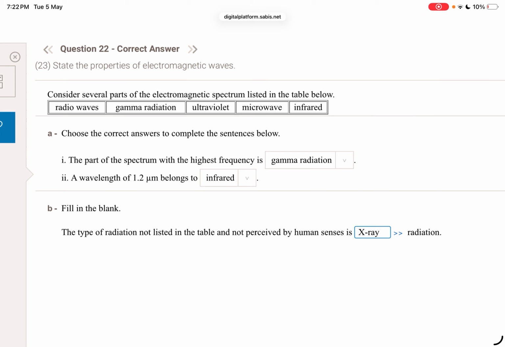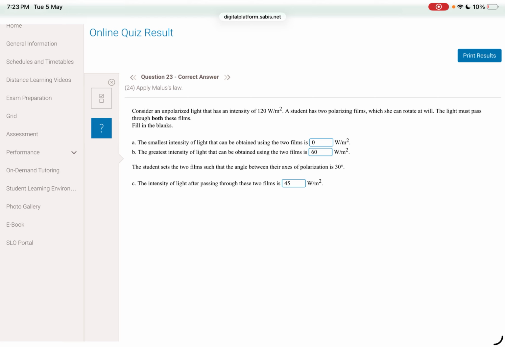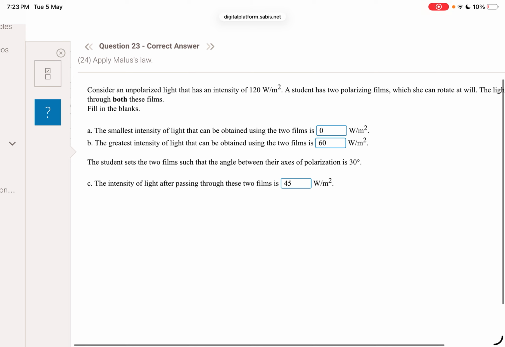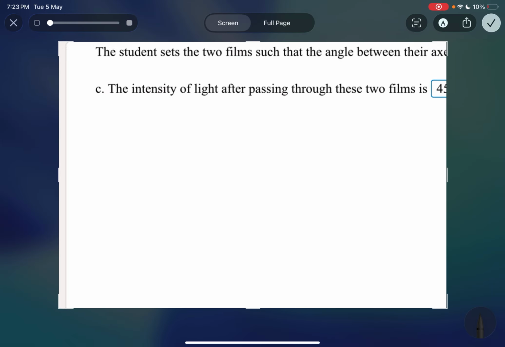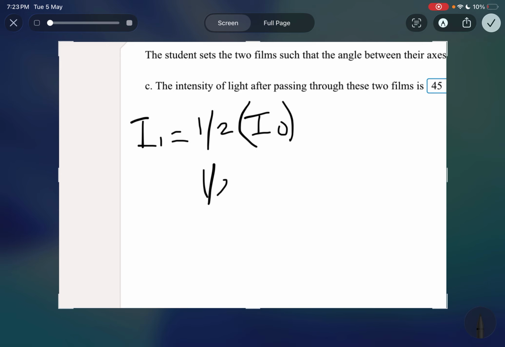So now question number 23. Okay, here they said consider an unpolarized light that has an intensity of 120. A student has two polarizing films, which he can rotate at will. The light must pass through both these films. Okay, fill in the blanks. The smallest intensity of light that can be obtained using two films is 0. Why? Because for A, I1 is equal to half of I0. Okay, so half times 120 is equal to 60.